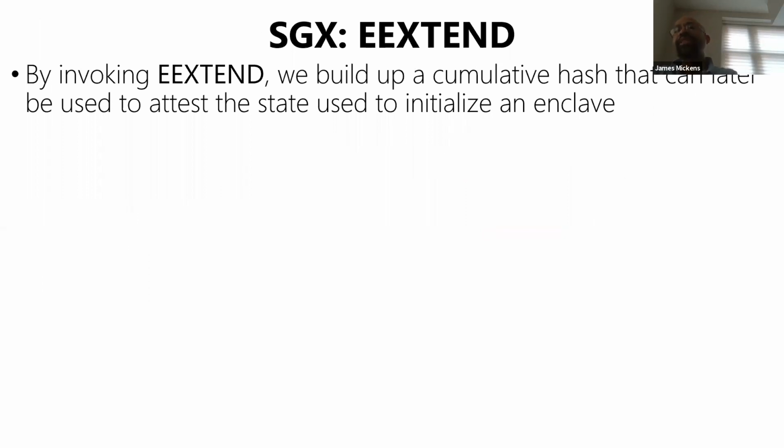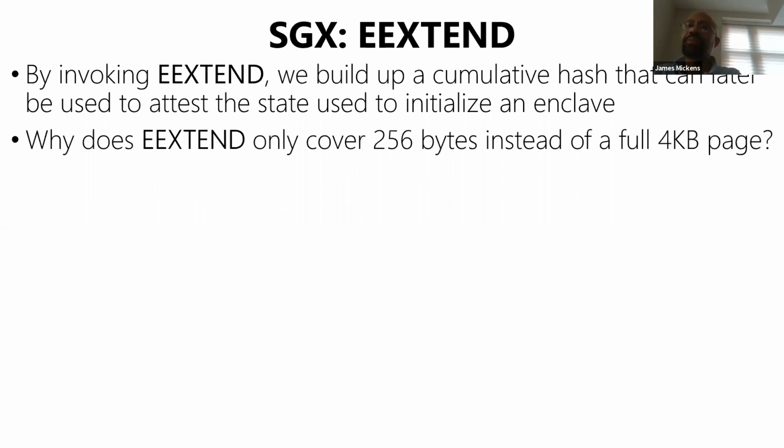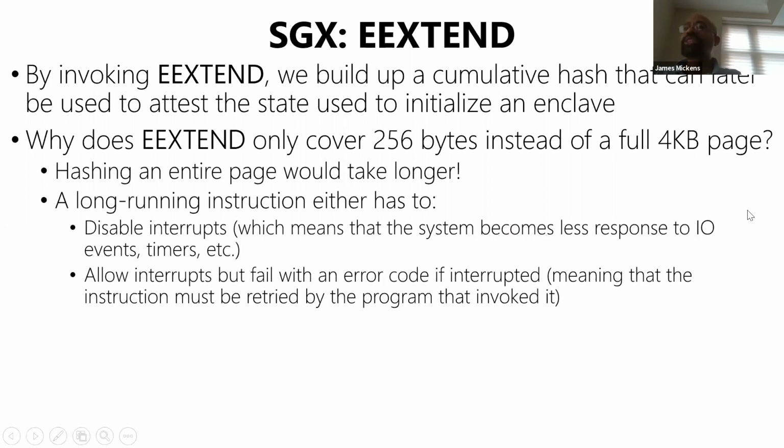As I just mentioned, EEXTEND builds up this cumulative hash that can be used to attest the state. So why does EEXTEND only cover 256 bytes instead of a full 4K page? Well, hashing an entire page would actually take longer. And that's kind of irritating from the architectural level, because if you have a long-running instruction, then it either has to disable interrupts, which seems bad because that means the system becomes less responsive to external stimuli, like IO events and timers and stuff like that.